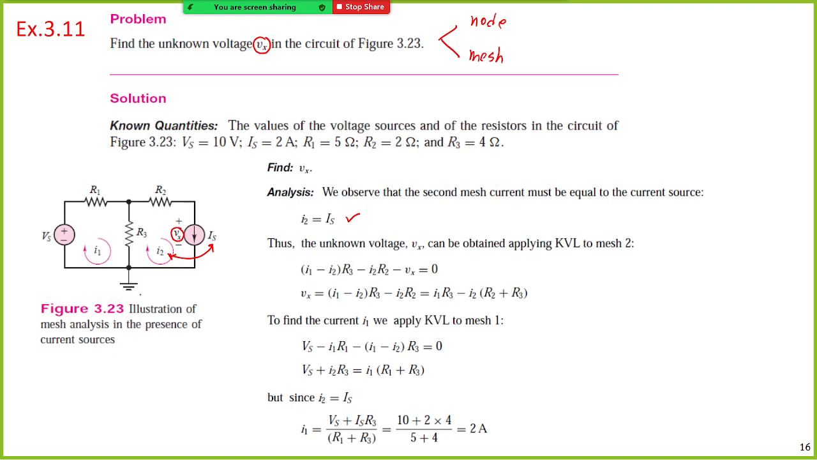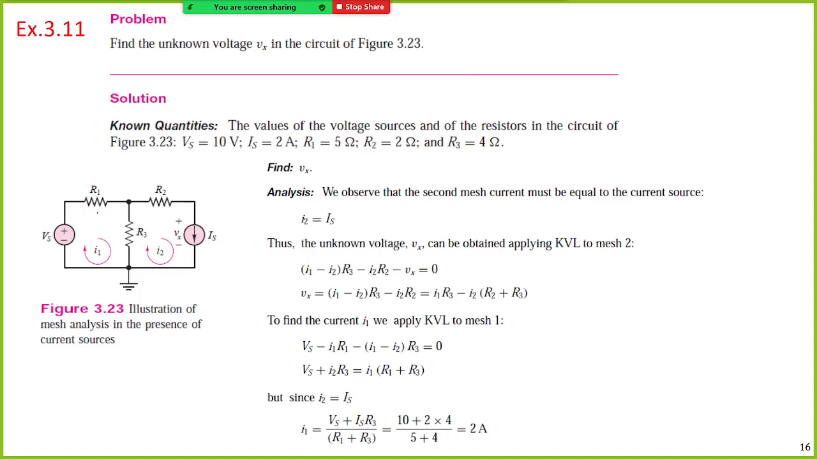And we have a current source. Mesh 2 needs to be formed in the same direction as the current source, which is the clockwise direction. The common mesh without the current source, we also form in the clockwise direction here.